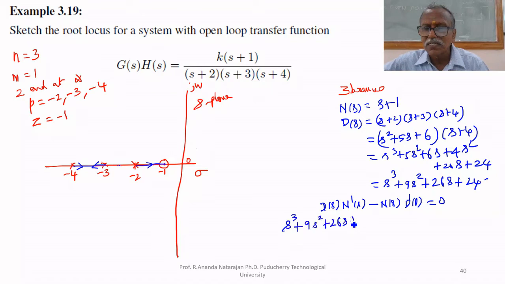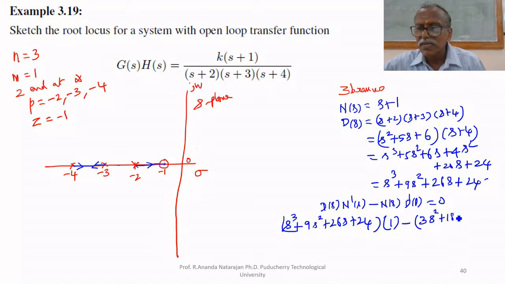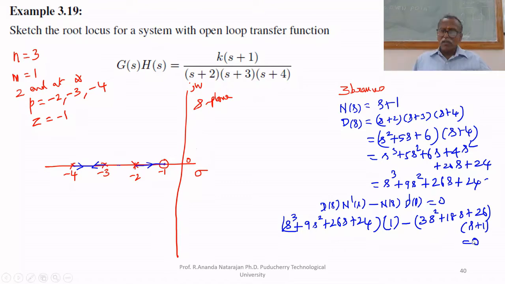Check for any numerical mistake. Multiplied by N dash of s. If you differentiate that, you will get 1 minus the derivative of D of s. What will you get? 3s square plus 18s plus 26, multiplied by s plus 1 equal to 0. Find the polynomial and find the roots.